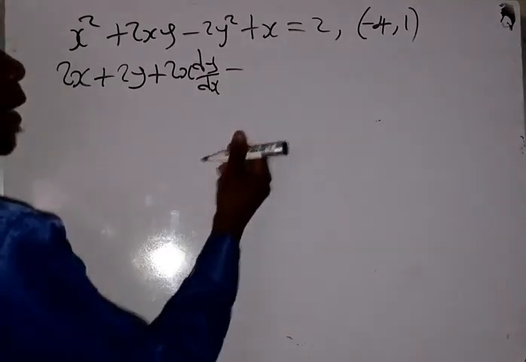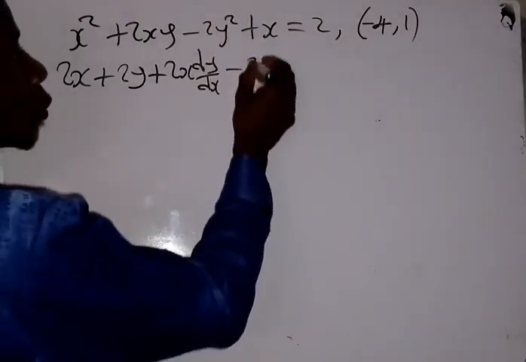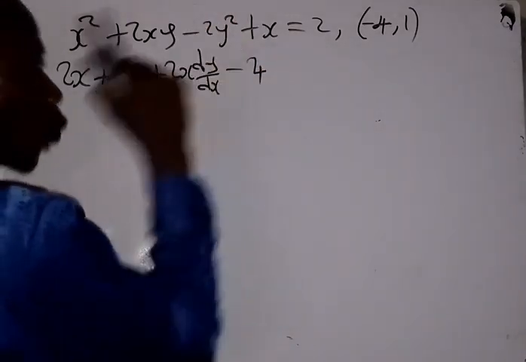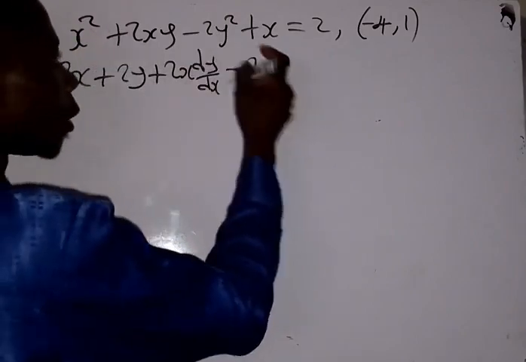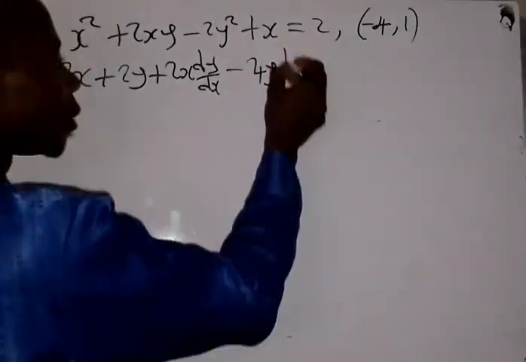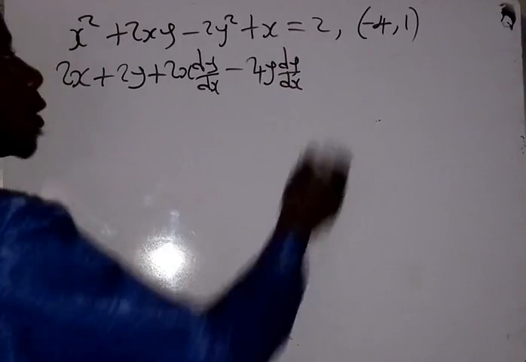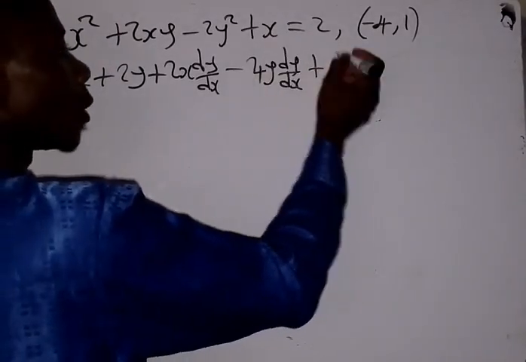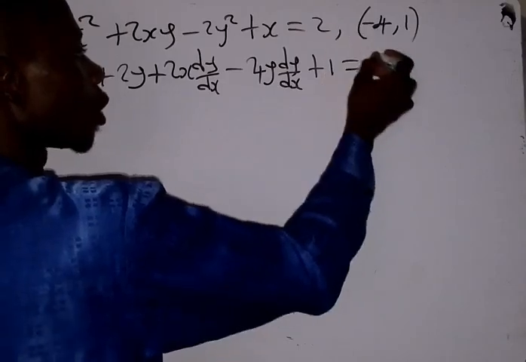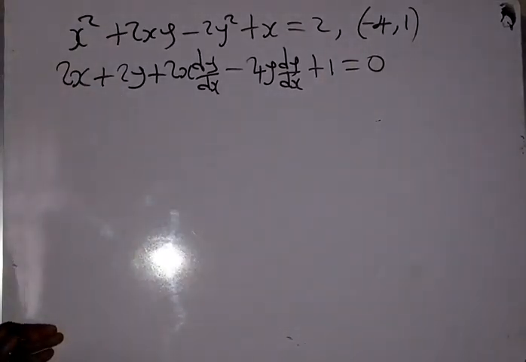So what will happen here is that you bring the 2 down, which will be 4. You differentiate y squared, you are left with y, and then you replace the y that you have differentiated with dy dx. Then plus differentiating x, it will give us 1. Differentiating a constant will give us 0. So let us rearrange now.